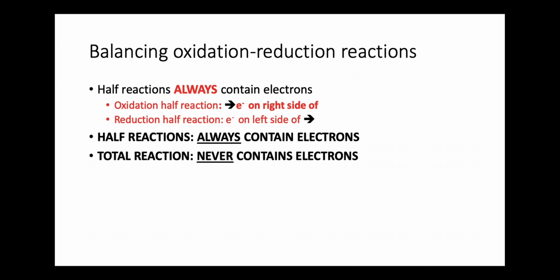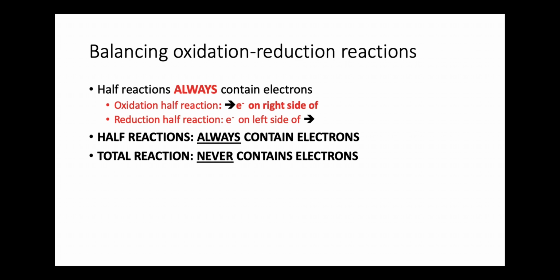And how do we balance oxidation-reduction reactions? Well, we use half reactions. So we have a half reaction for the oxidation, and we have a half reaction for the reduction. For the oxidation, it's losing electrons, so my electrons are on the right-hand side of my reaction arrow. Reduction means it's gaining electrons, so the electrons will be on the left-hand side of my reaction arrow. So half reactions always contain electrons. And if I add them up, my total reaction never contains electrons.